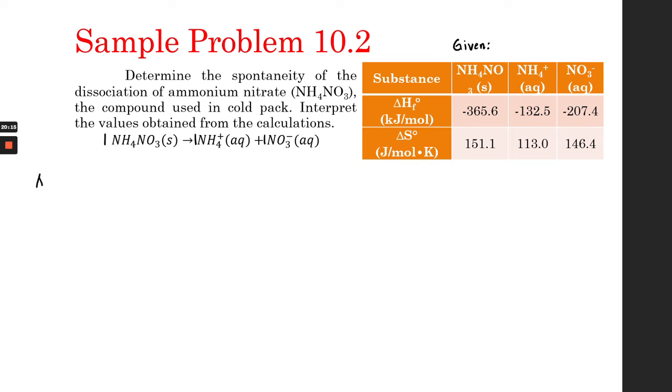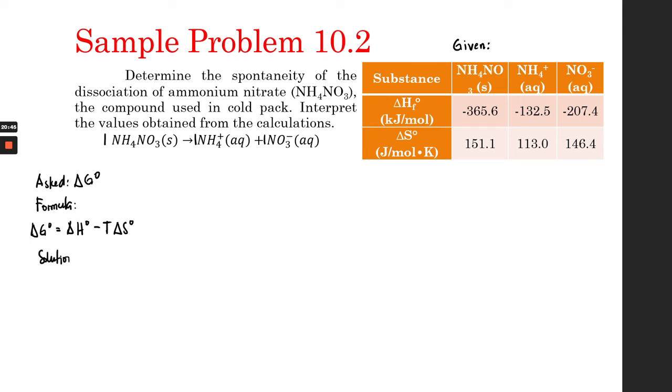And what they're asking us is basically the spontaneity of the reaction, meaning basically delta G. And the formula that we have to use is basically the delta G, the standard free energy change, is equal to the standard enthalpy change minus the temperature multiplied by the standard entropy change of the reaction.